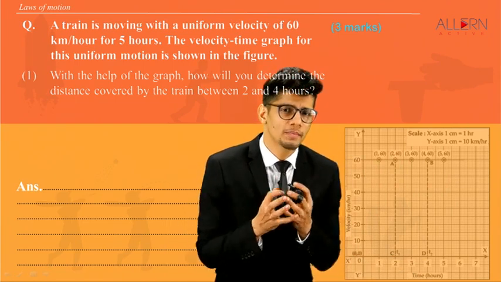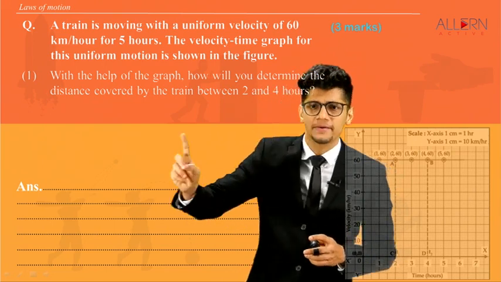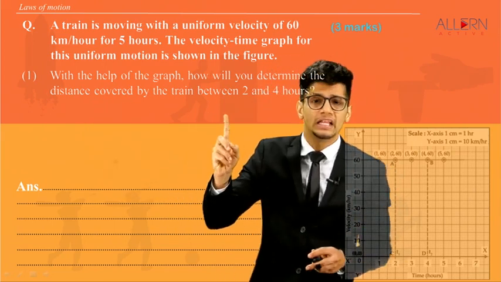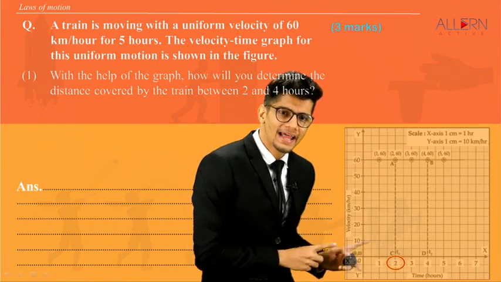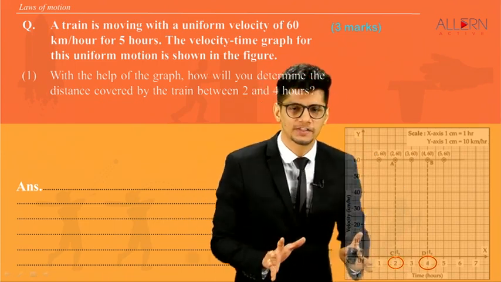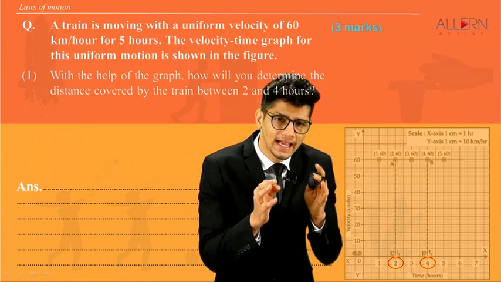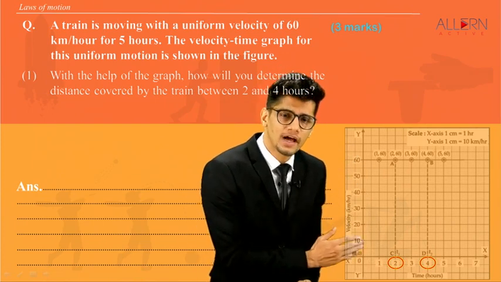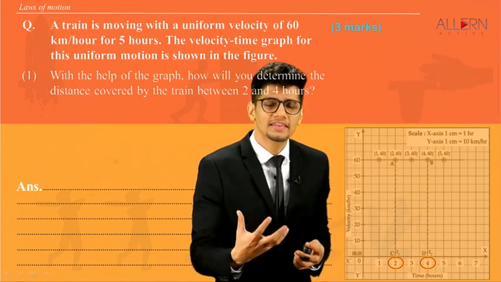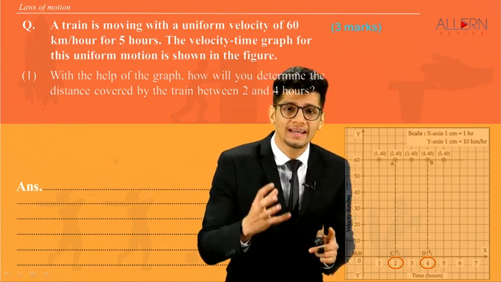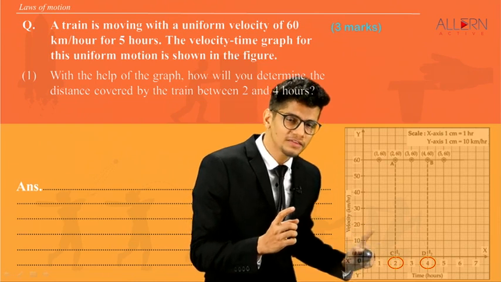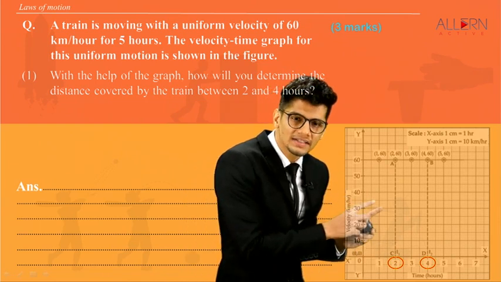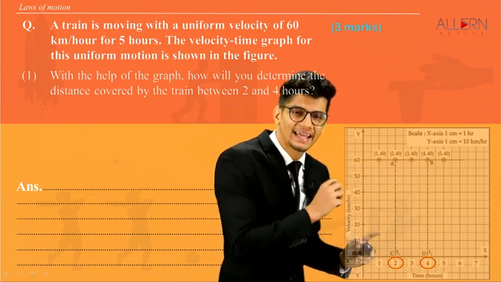What we have to determine over here is the distance covered by the train between the second and the fourth hour. So we have second and the fourth hour on the x-axis. Now always remember that from a velocity time graph, if we wish to find the distance covered, we have to find the area under the graph. So between the second and the fourth hour, the area under the graph is nothing but this rectangle, right?